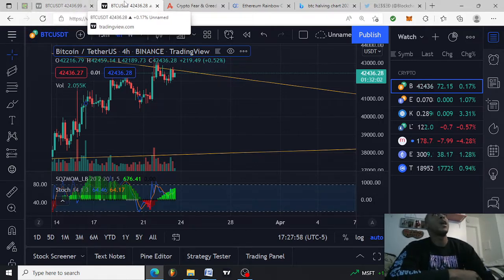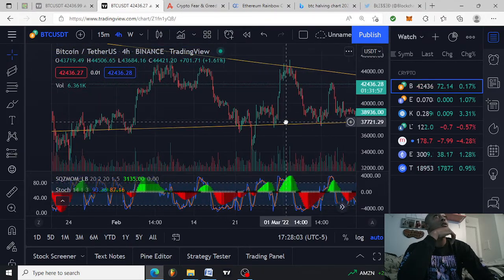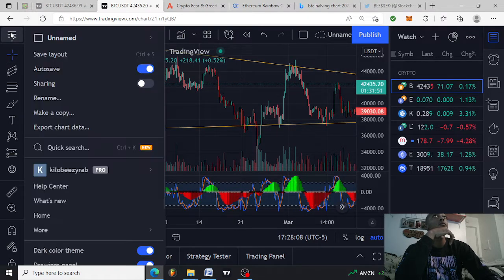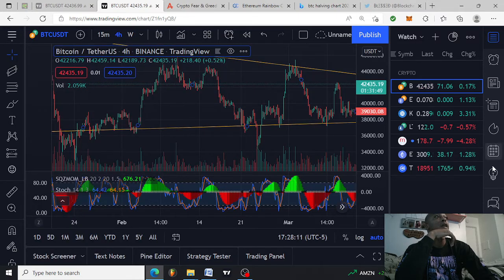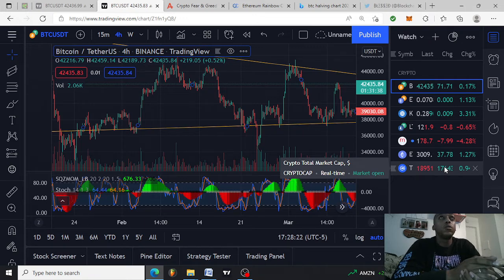So, what we have here is my chart of Bitcoin on tradingview.com. And here on TradingView, making an account is free. Just go to tradingview.com and you can start making your charts. I would suggest that you go to YouTube and search how to navigate through TradingView, and that's what you want to do so you can be able to do this.